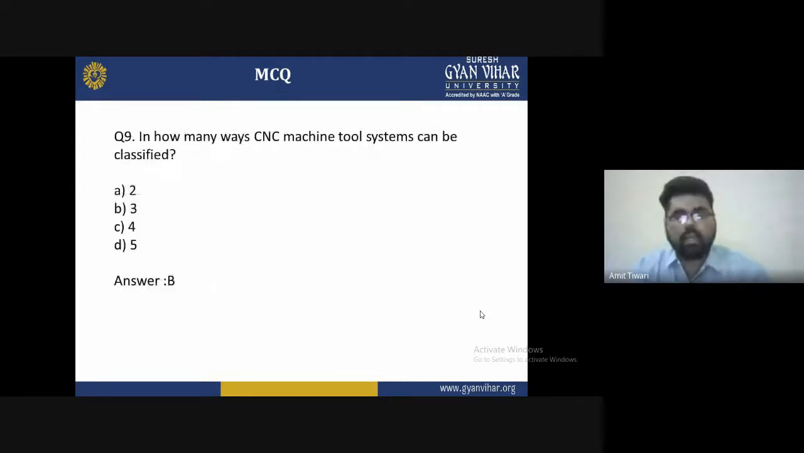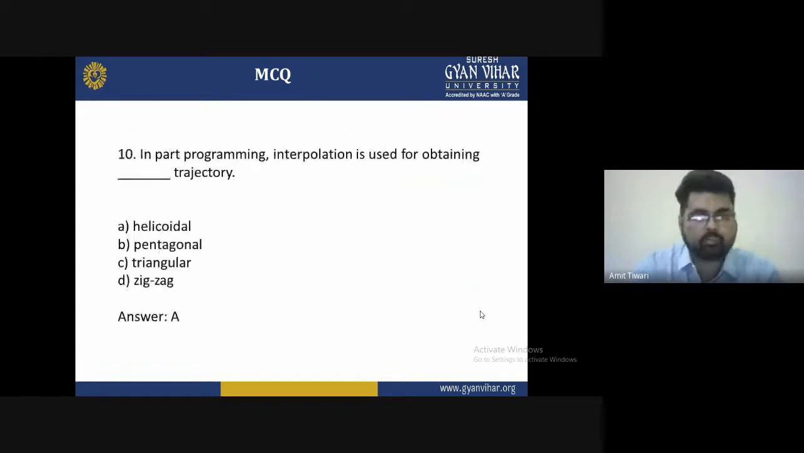Ninth question: in how many ways can a CNC machine tool system be classified? 2, 3, 4, or 5. The correct answer is 3. And the last question, the 10th question: in part programming, interpolation is used for obtaining the dash trajectory. The options are A, helicoidal; B, pentagonal; C, triangular; and D, zigzag. So the correct answer is A, helicoidal.